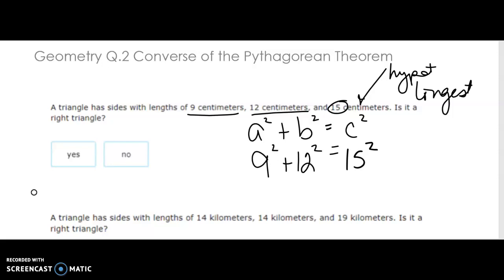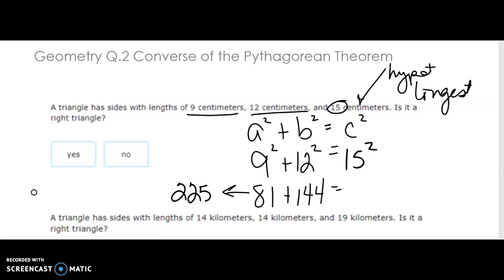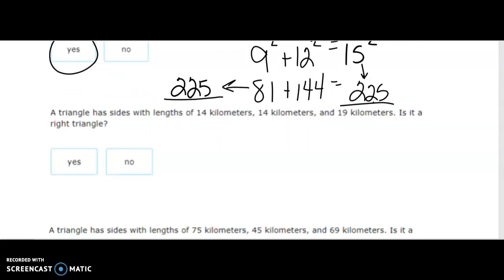And so we're like, well, 9 plus 12 isn't 15, so no, it's not a right triangle. But remember, we're going to square it. So we're going to square 9, square 12, add them, and we're going to get 225. We're going to square 15 and get 225. So is 225 the same thing as 225? Yes. So it is a right triangle.